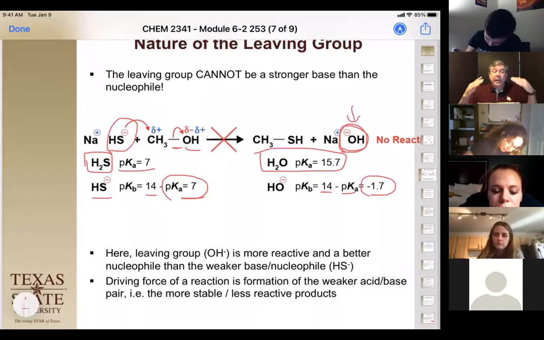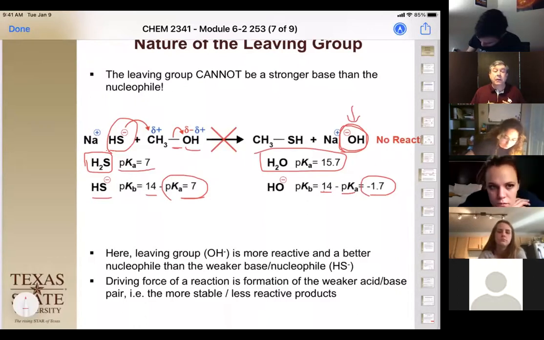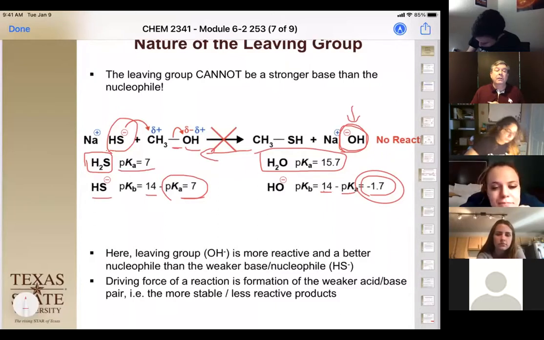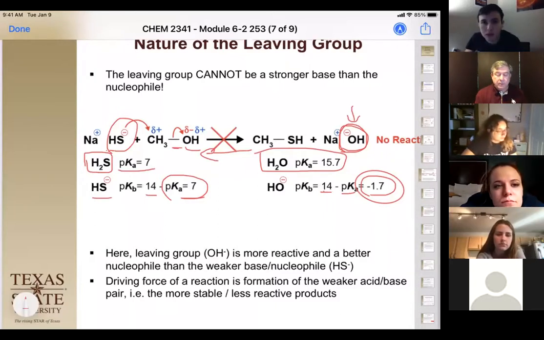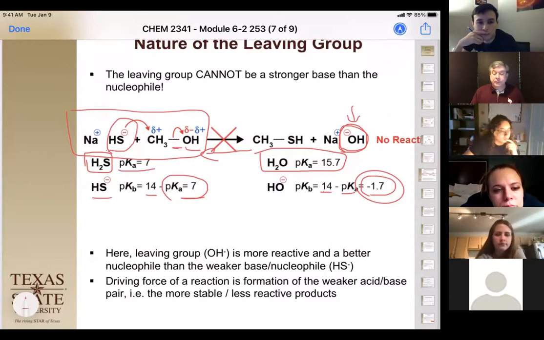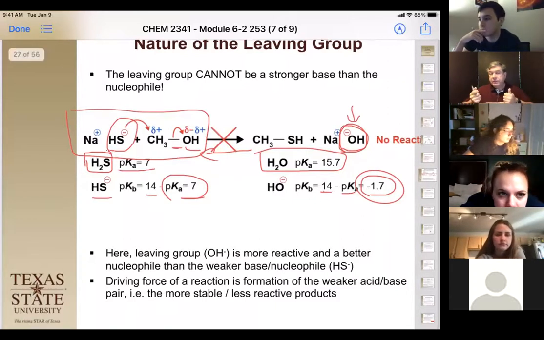So by looking at the conjugate acid strength and calculating the pKb of the leaving group, you can see if the reaction is going to go or not. In this case, we have a lower number, meaning the reaction is going to lie in the direction of that higher number, which means the reaction will not go. So we can use the conjugate acid-base theory to tell us whether or not our reaction will progress. Okay, questions on that?